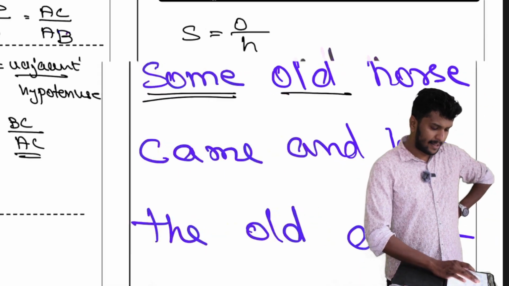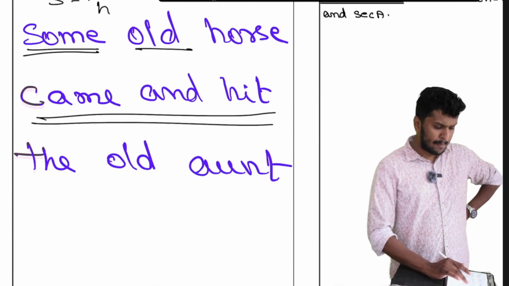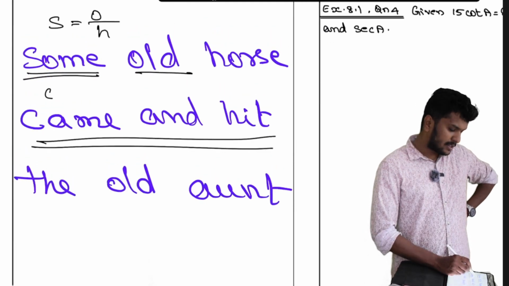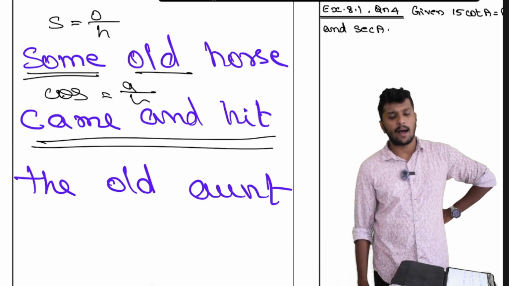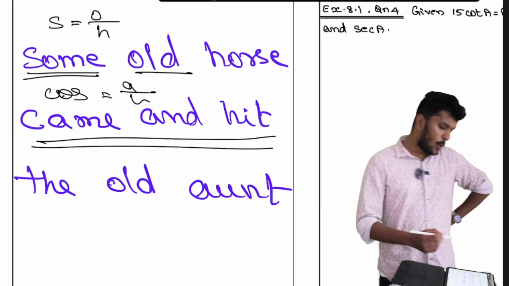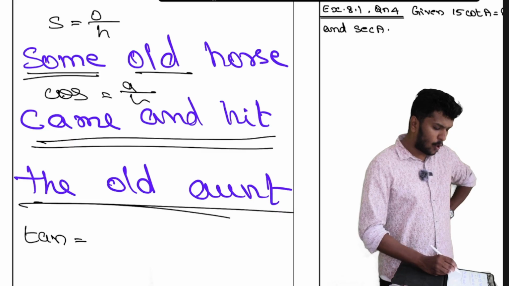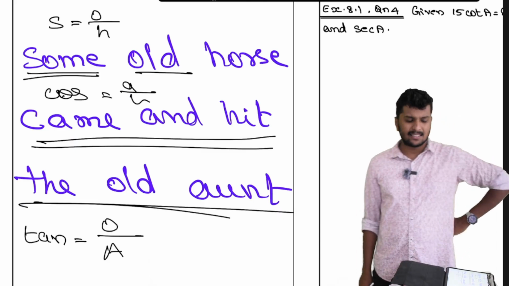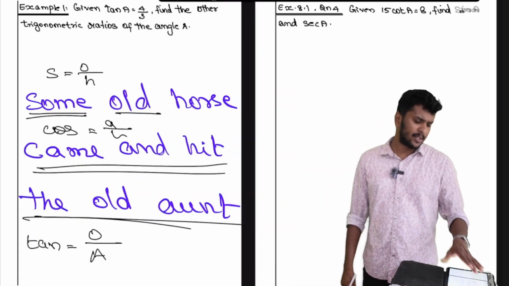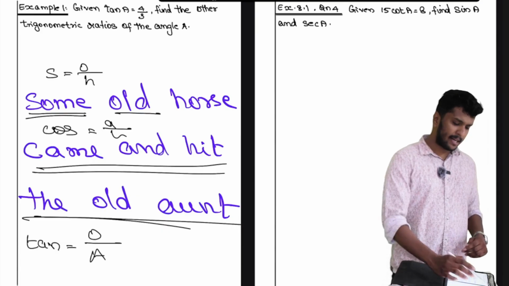Then same way, came and hit means what? Cos theta equal to adjacent by hypotenuse. The old aunt means tan is equal to old means opposite, aunt means adjacent. You can learn like this also, but it is not advised to learn like this. If you can't understand better, you can learn like this. Okay, but I do not promote.